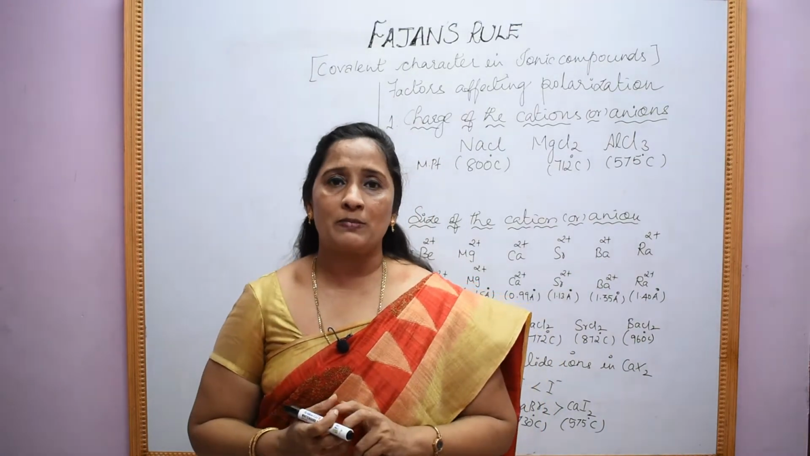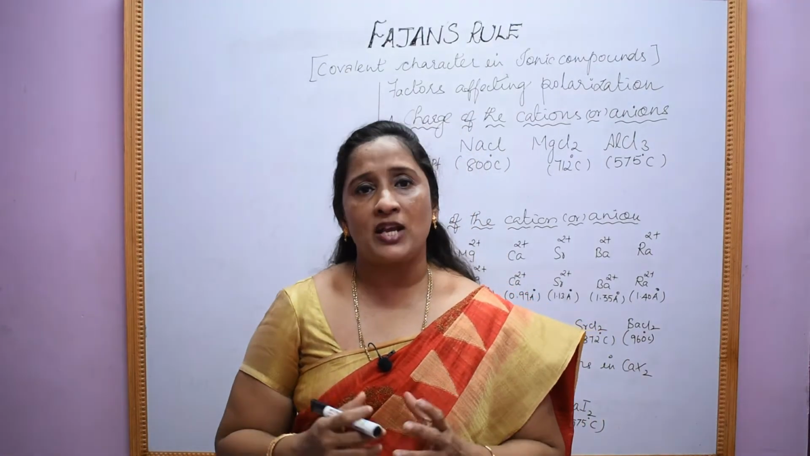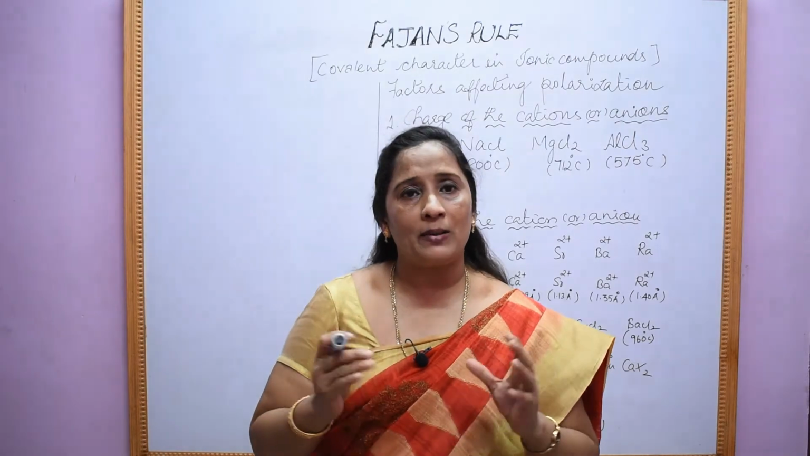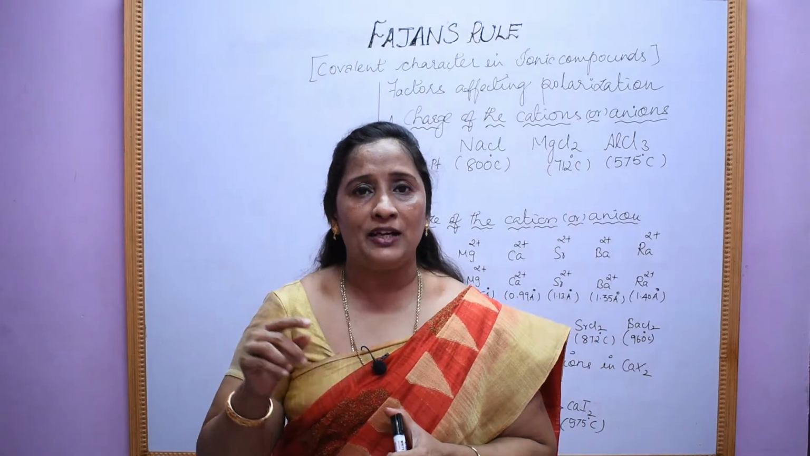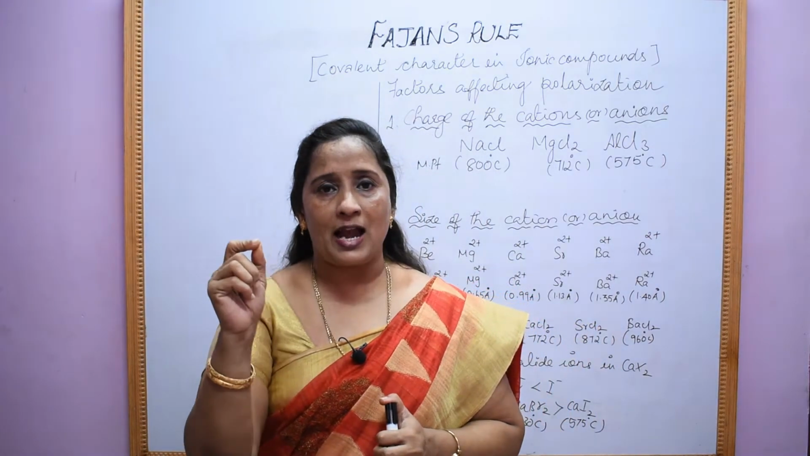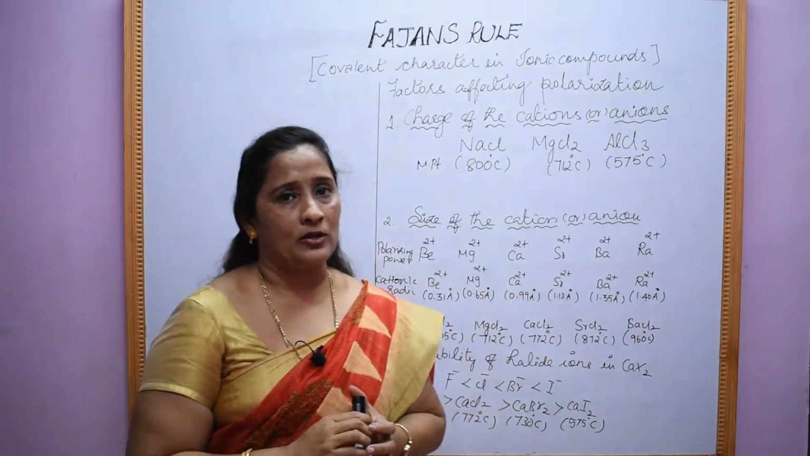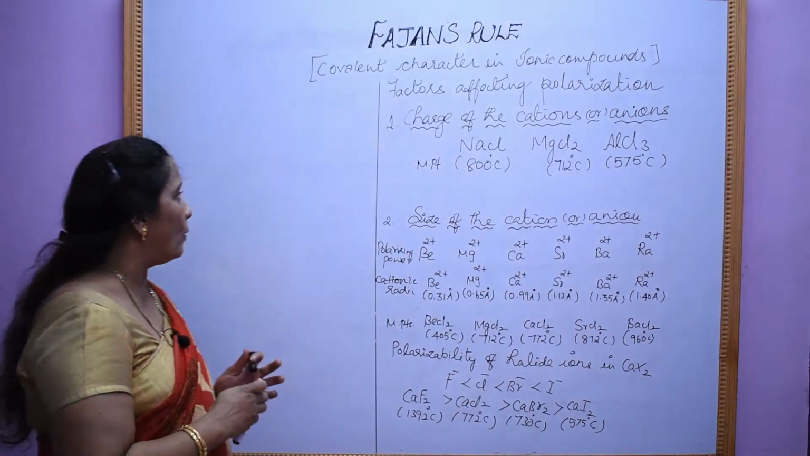Now let us see what is meant by a covalent bond. A covalent bond is formed by the equal sharing of electrons. The simple example we can think of is the hydrogen molecule. We have two hydrogen atoms, and each hydrogen atom will give one electron, and these two electrons will form a bond. Such a bond is called a covalent bond.